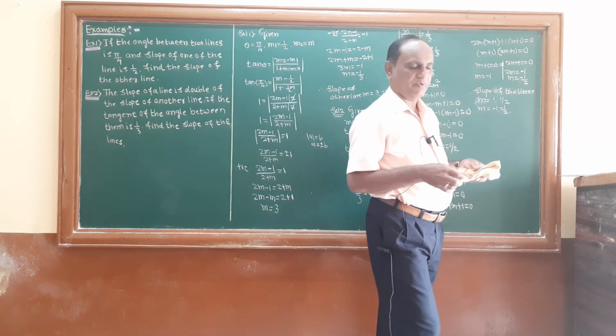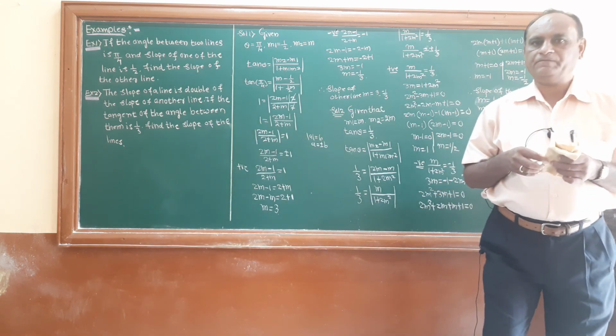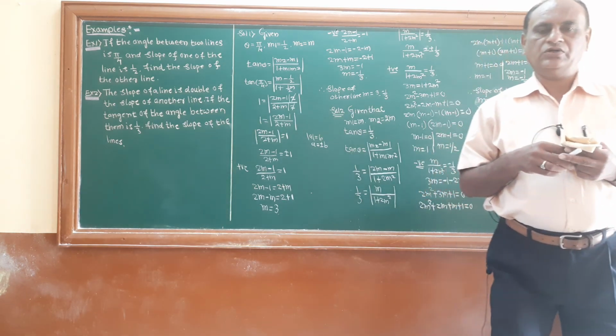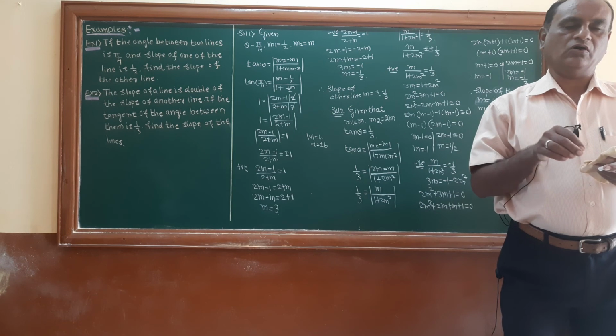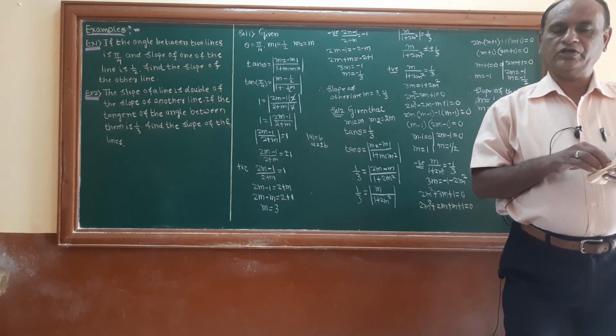So in this problem, totally 2 problems depend on the angle between the lines. So tan theta is equal to mod of m2 minus m1 divided by 1 plus m1 m2.